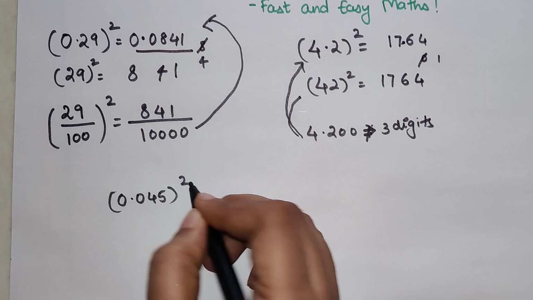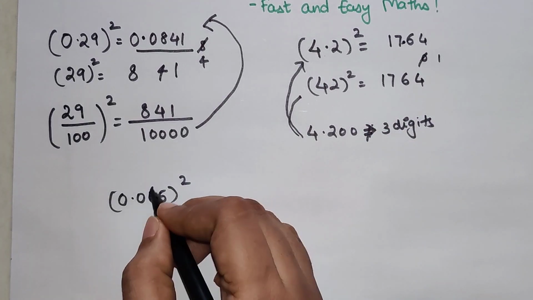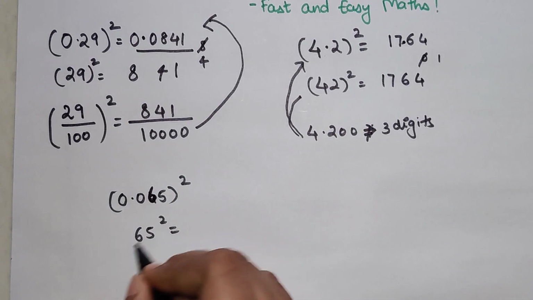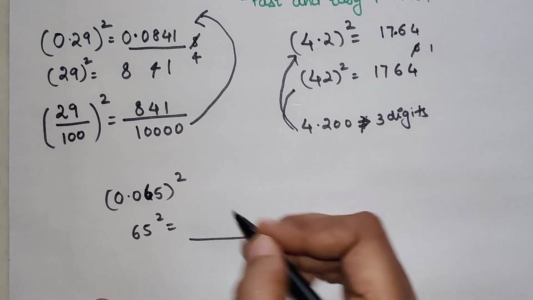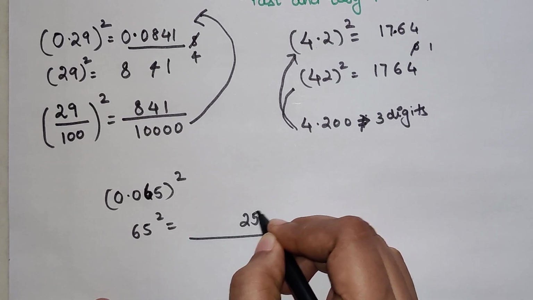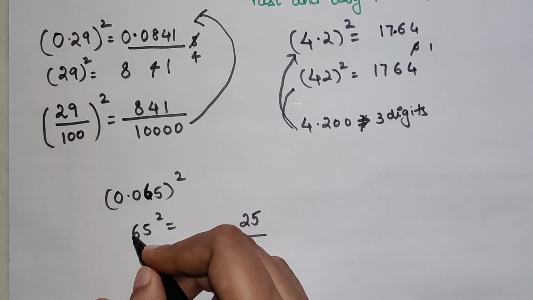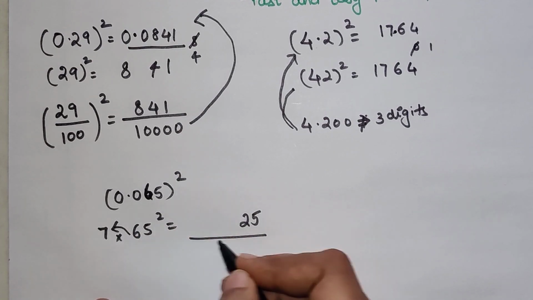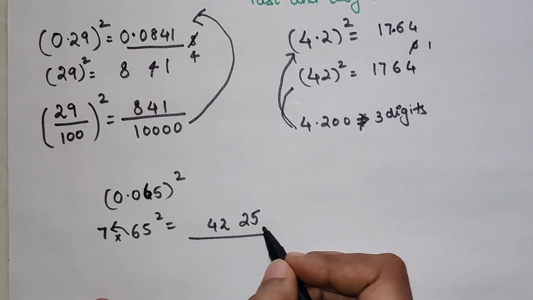Now very quickly, let's try to find out 0.065 the whole square. Since everything is in the same form, let's take 65. We'll first find the square of 65. Now any number ending in 5, this is a trick which I've explained n number of times on my channel, but for those who are new, the final answer will have the last two digits as 25, and the first two digits will be 6 multiplied by the number which comes after 6, which is 7. So 6 into 7 gets you 42. Okay, so your answer for 65 square is 4225.